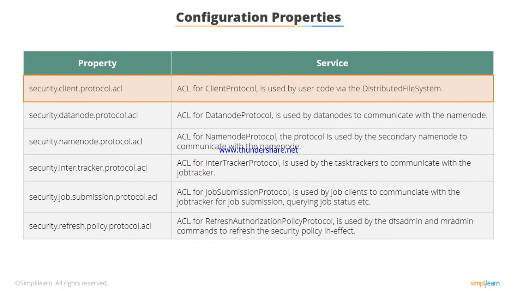Hadoop services and relevant configuration properties to enable service-level authorization include the following: security.client.protocol.acl. ACL for client protocol is used by user code via the distributed file system. security.datanode.protocol.acl. ACL for data node protocol is used by data nodes to communicate with the name node. security.namenode.protocol.acl. ACL for name node protocol is the protocol used by the secondary name node to communicate with the name node.